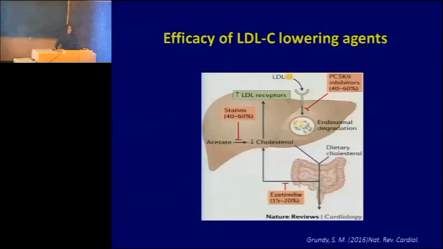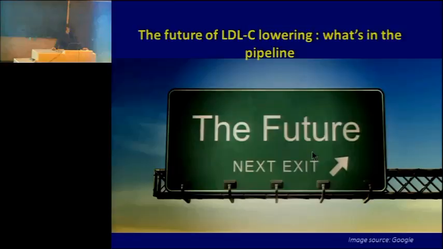So to summarize what we have with the two drugs that I discussed, the PCSK9 inhibitors and ezetimibe: statins reduce LDL cholesterol by about 40 to 60%. PCSK9 inhibitors are also quite efficacious to the same degree, 40 to 60%. And ezetimibe about 15 to 20%. So in the next few minutes, I'm going to get you up to speed on what the future of LDL cholesterol lowering looks like.